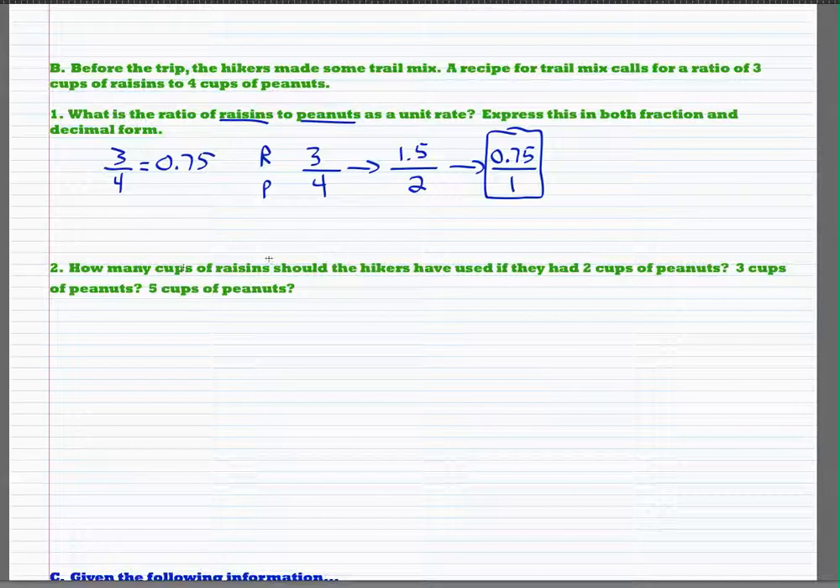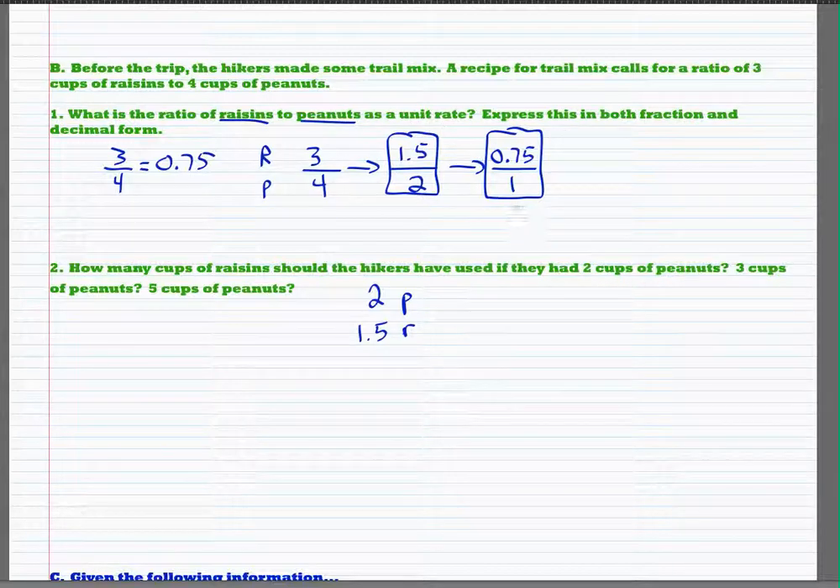So it says, how many cups of raisins should the hikers have used if they have 2 cups of peanuts? So 2 cups we already determined right here, that if I have 2 cups of peanuts, 2 cups of peanuts will require us to have 1.5 cups of raisins. All right. Now what if I have 3 cups of peanuts?